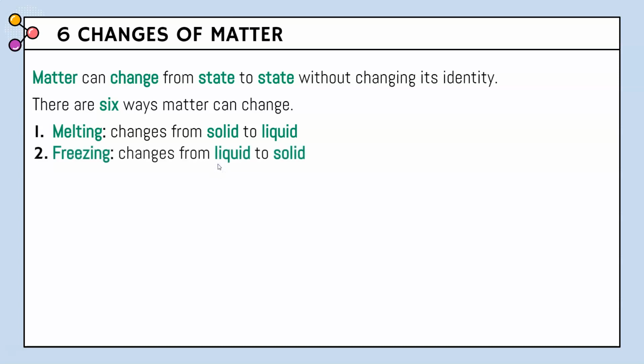The opposite of melting is freezing. That changes from a liquid to a solid. That's just like making ice. We freeze liquid water to make our solid ice.